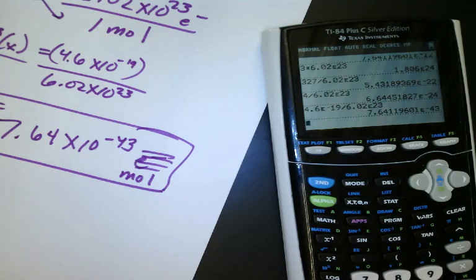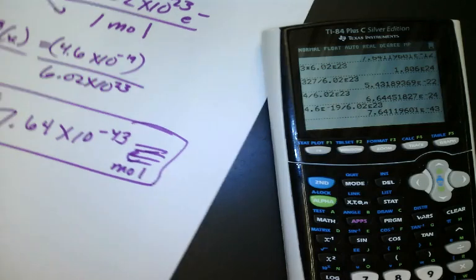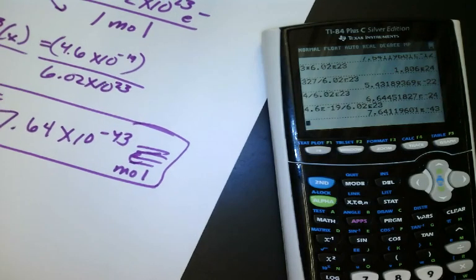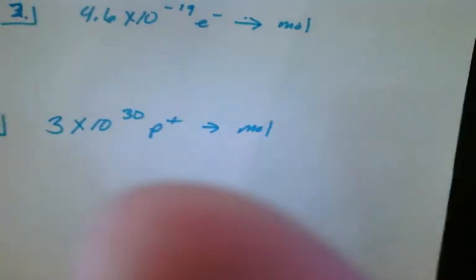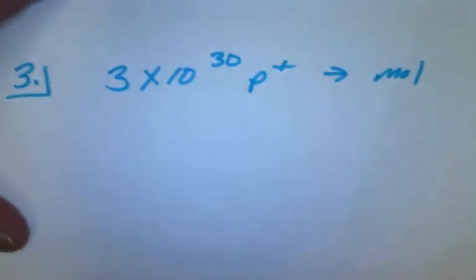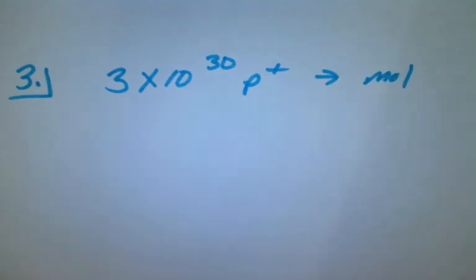Okay, good. Put number 3 on your board. So erase your board. So let's do number 3. You don't have to if you don't want to. Okay, now I have 3 times 10 to the 30 protons. How many moles is that?